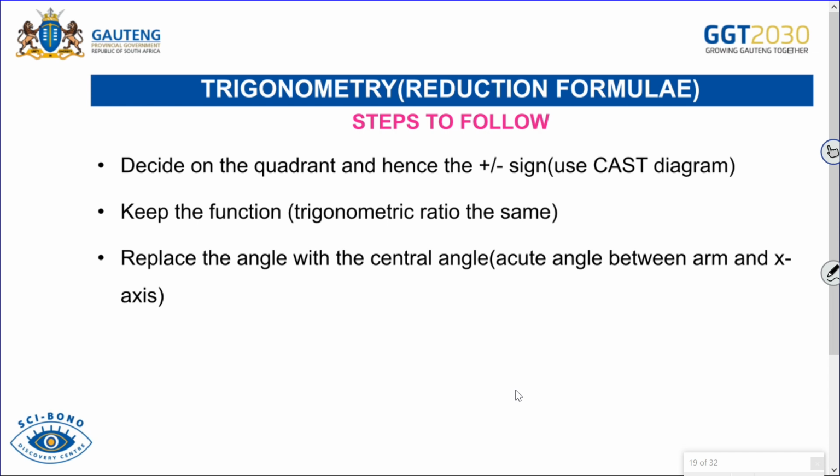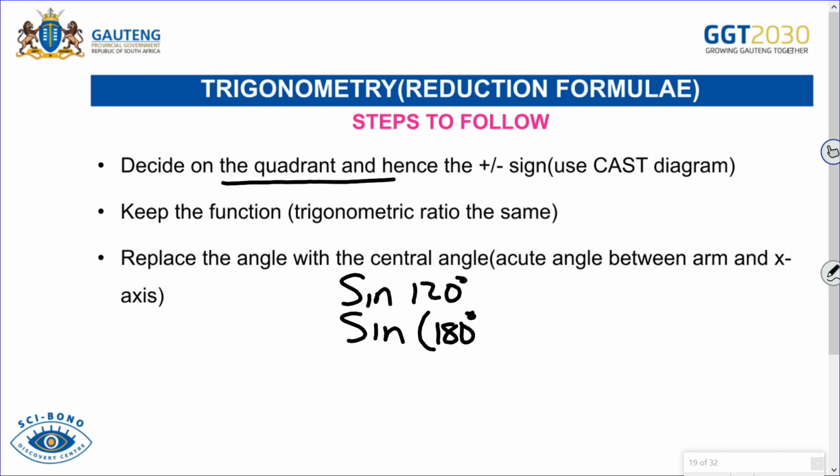So if you've got sine of 120 degrees, first step you must ask yourself, it's in which quadrant? So 120 degrees, it's less than 180, but also it's greater than 90 degrees. So it means it's in the second quadrant. And in the second quadrant, you'll get sine of 180 degrees minus 60 degrees. So if I say 180 minus 60, I get my 120 degrees.